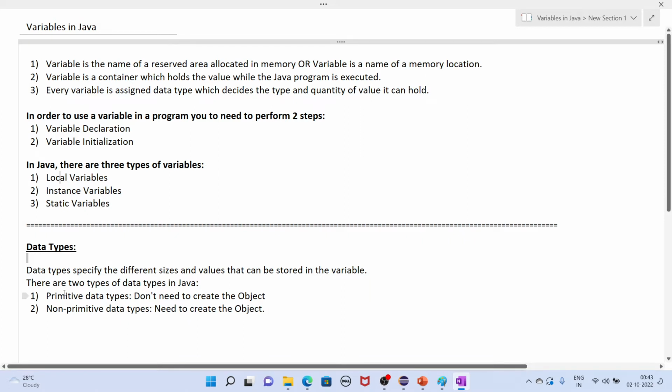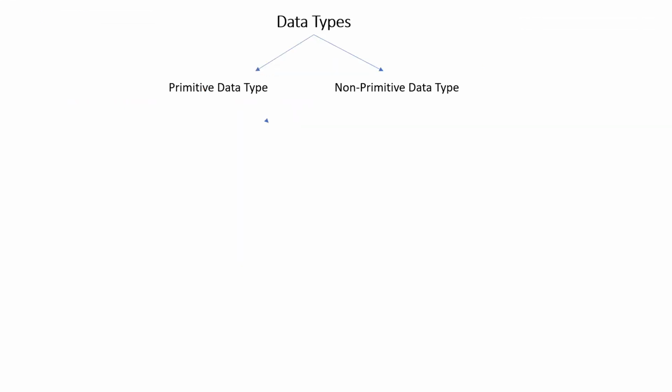Mainly we have two types of data types, that is primitive data type and non-primitive. For primitive data types we need not create an object, but to use a non-primitive data type we need to create an object. So this is a major difference between primitive and non-primitive data types. Let's see the different data types in Java, that is primitive data type and second one is non-primitive data type.